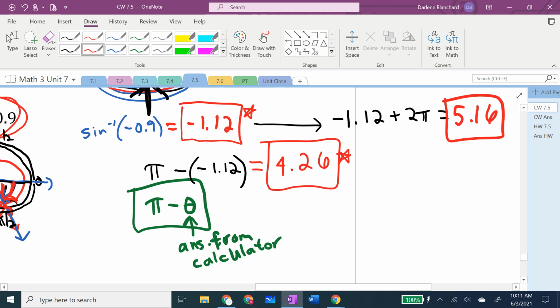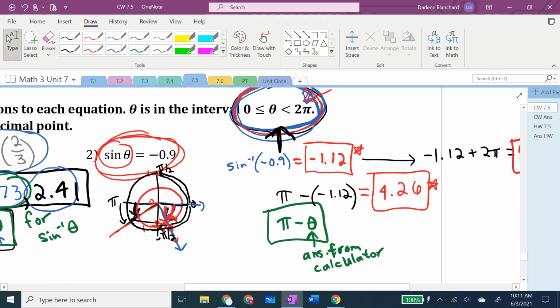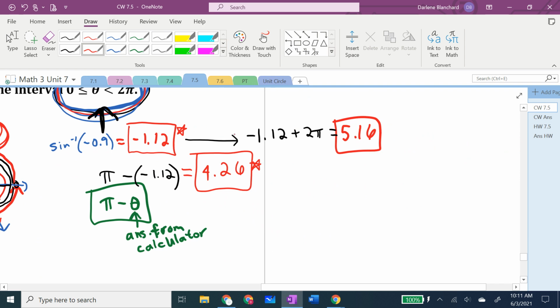And now I can say that the only two angles that solve this equation, where those angles are between 0 and 2 pi, a positive one round around the circle, are these two: 4.26 radians and 5.16 radians.